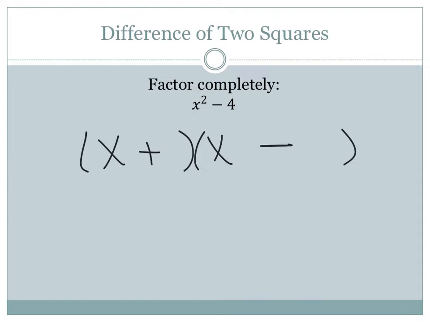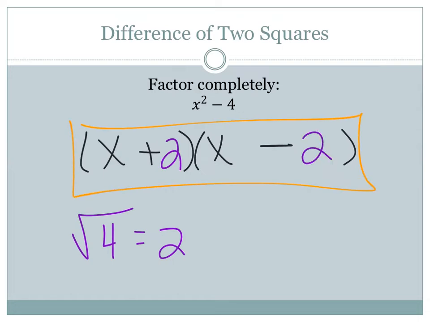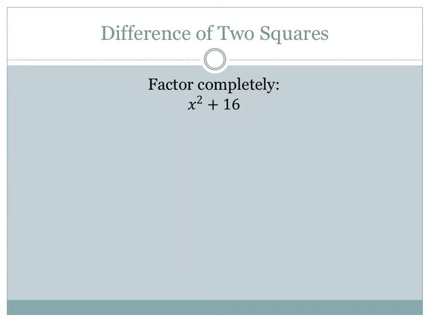So now we're going to take the square root of 4. Square root of 4 is 2. So I'm going to put a 2 here and a 2 here. And that's my final answer. And yes, it really is that easy. Okay? Factor completely, we're going to do it again. So, we're going to break it up.